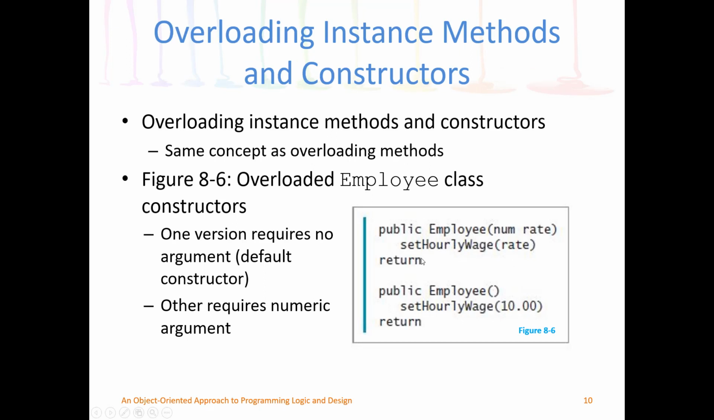We can also overload methods, and if you recall, overloading means you have the same name, but different parameters. So I can have one constructor, this employee with a rate, that sets the hourly rate, and I can have another constructor with nothing in it, and it just sets the hourly rate to 10 all the time. Which one is used? Depends on how you set up the constructor. If you have your constructor in your code with no parameters, when it compiles, it automatically takes this one. If you set up your constructor with a parameter, it'll automatically take that one.